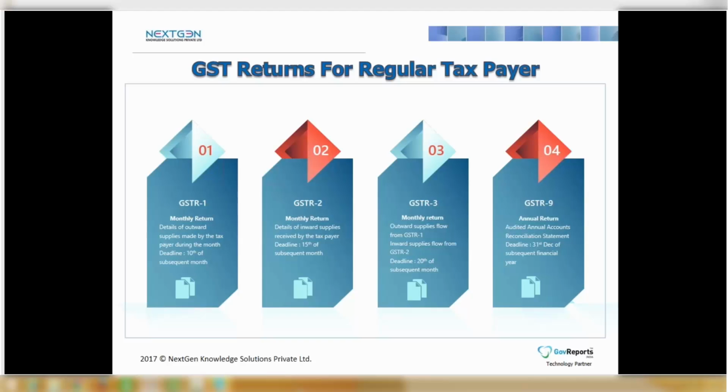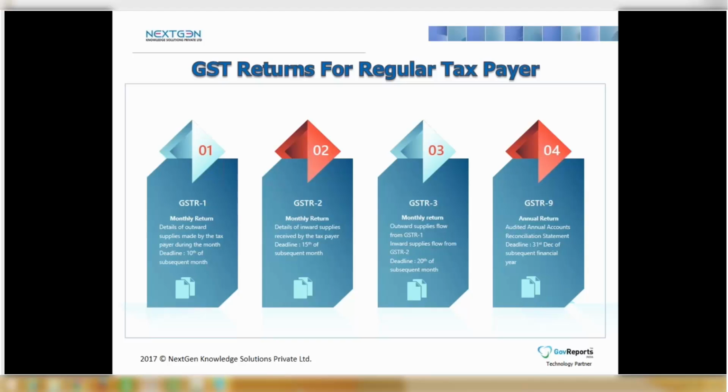For a regular taxpayer, there are 3 returns which he needs to file every month. Although there are other kinds of taxpayers also, due to limitation of time, we are discussing regular taxpayers only. So a regular taxpayer needs to file 3 returns every month, which means in a year he'll be filing somewhere around 36 returns, and then there is an annual return. So in all, a regular taxpayer will be required to file 37 returns.